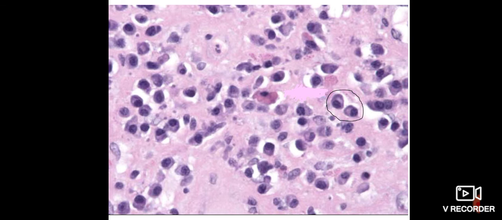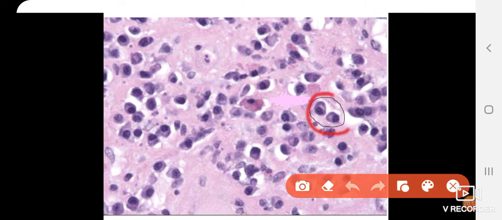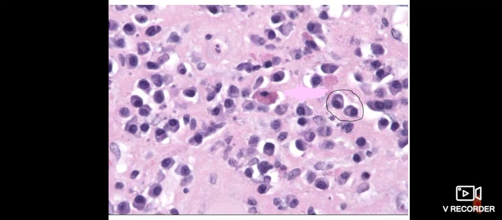Now when you see the H&E stained slides, as I marked over here, you can again see a peripherally placed nucleus, and you can see the cartwheel appearance very nicely over here. So this is a plasma cell. This is how a plasma cell will look in your histopathology section. Plasma cells we most commonly see in conditions like syphilis and lymphoplasmacytic lymphoma.